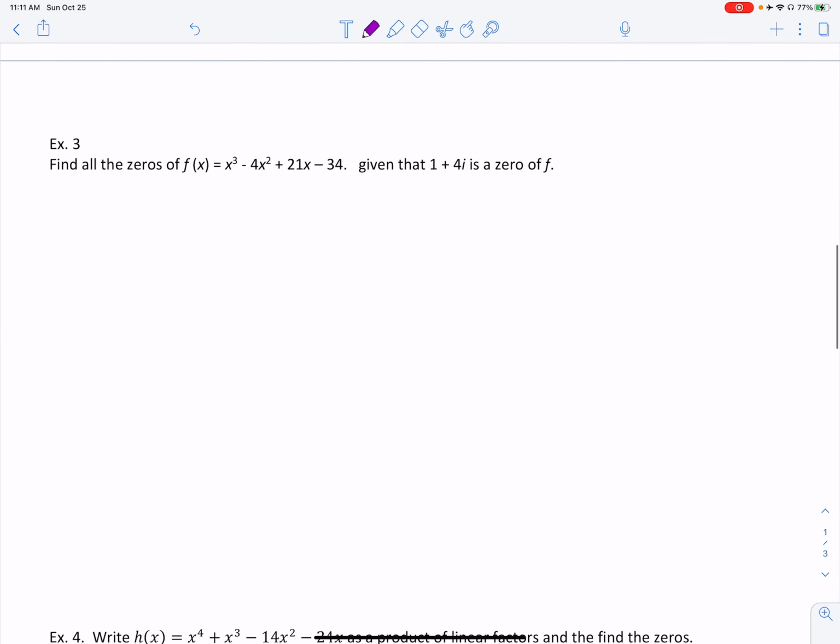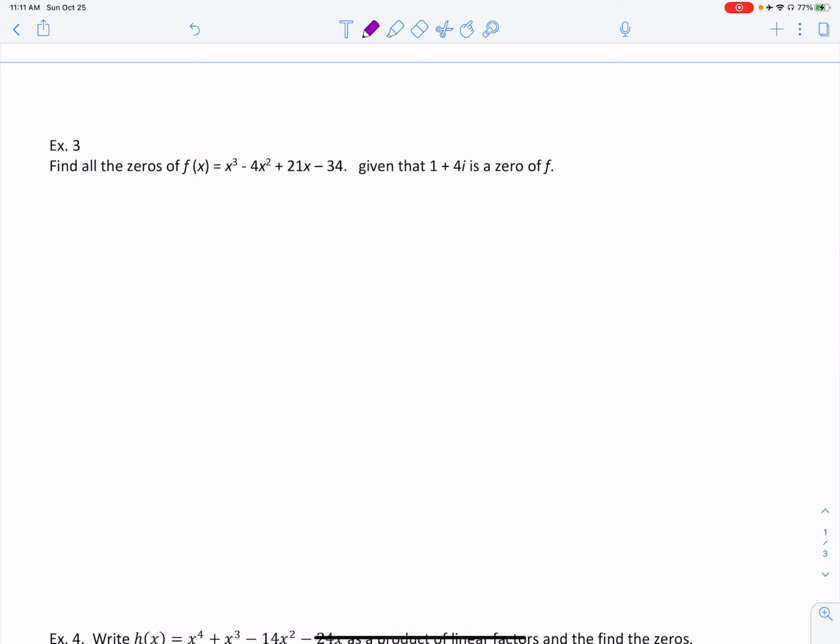All right, find all zeros given that 1 plus 4i is a 0. Well, that means that factors, excuse me, are going to be x minus 1 minus 4i. And if 1 plus 4i is a 0, 1 minus 4i is a 0. So x minus 1 plus 4i.